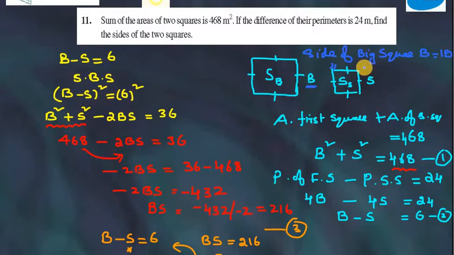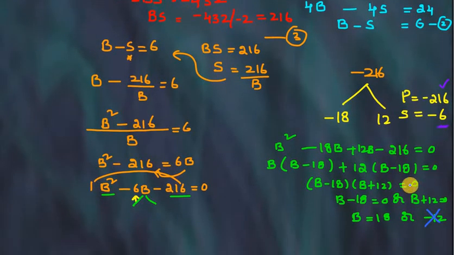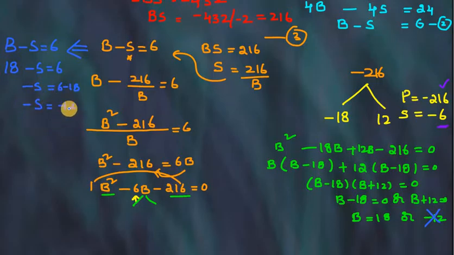The side of the small square we have taken as S. So how to get S? Just we'll go back. B is equal to 18. If I substitute in this equation, what is the equation here? B minus S is equal to 6. So B is equal to 18. 18 minus S is equal to 6. So minus S is equal to 6 minus 18. So minus S is equal to minus 12. So S is equal to 12.